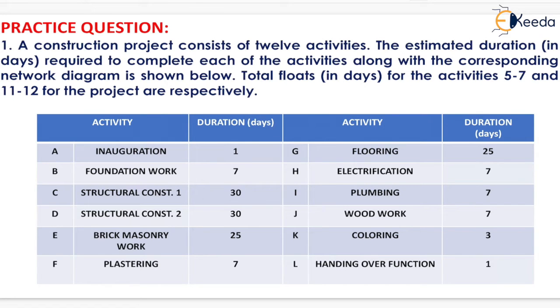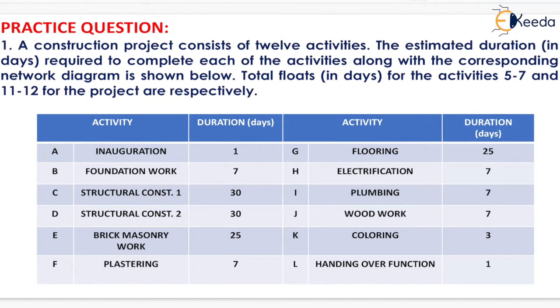Now the question is given as: a construction project consists of 12 activities. The estimated duration in days required to complete each of the activities, along with the corresponding network diagram, is shown below. Total floats in days for activity 5-7 and 11-12 for the project are respectively. In this question we need to calculate the total float for activity 5-7 and activity 11-12.